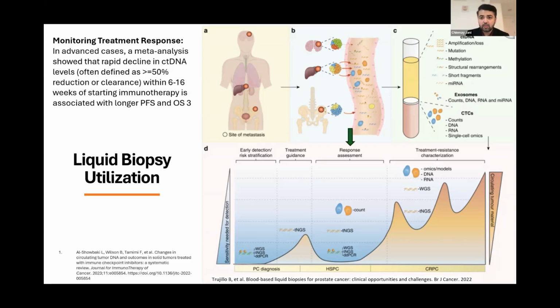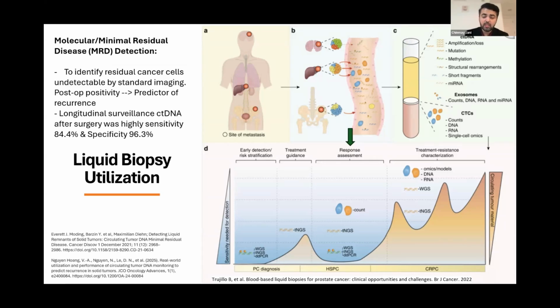At the same time, it can help us in treatment response. It means that whenever treatment is given, and if we want to see whether the treatment has worked well or how the cancer is progressing or if the cancer is coming back, it can help us in analyzing that as well. And similarly, in molecular or minimal residual disease detection, which just means how much disease is still there in the body at the lowest possible level. It gives us longitudinal surveillance of ctDNA after surgery, sometimes with really high sensitivity and specificity as well. It can also give us data on treatment-resistance characterization, which means when we look at tissue and liquid biopsy, it can give us more information on how the tumor is evolving further as well.